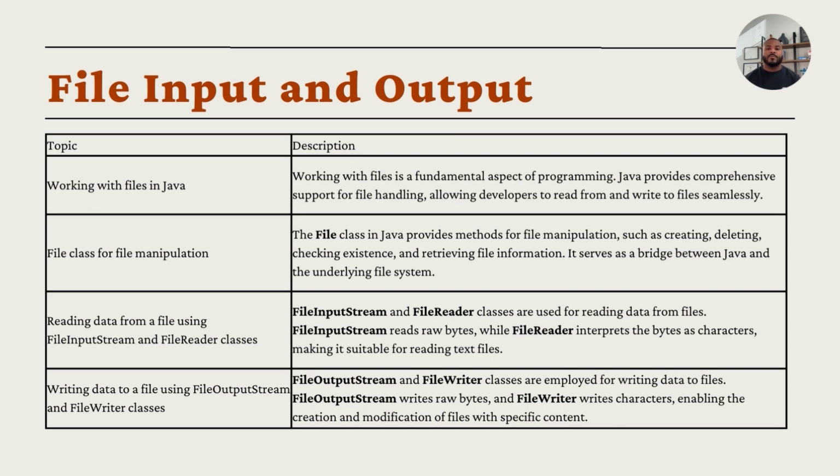So, when it comes to reading data from a file, Java offers FileInputStream and FileReader classes. FileInputStream reads raw bytes from a file, making it suitable for binary data, while the FileReader interprets these bytes as characters, making it ideal for reading text files. So, these classes enable the extraction of data from files, facilitating data processing tasks.